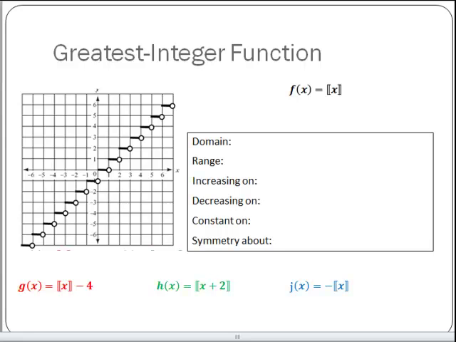Now we get to the greatest integer function. You remember how we graphed those, right? So the domain is going to be negative infinity to infinity. The range is going to be the set of integers. It's never increasing and never decreasing, but it is constant on the intervals n to n plus 1, where n is an element of the integers.